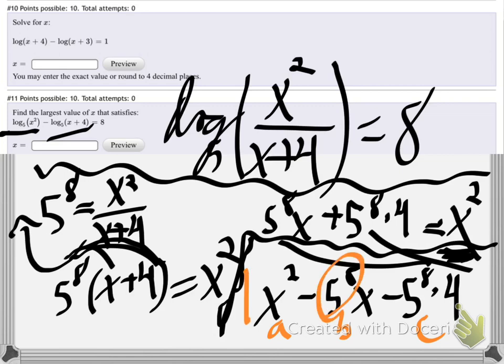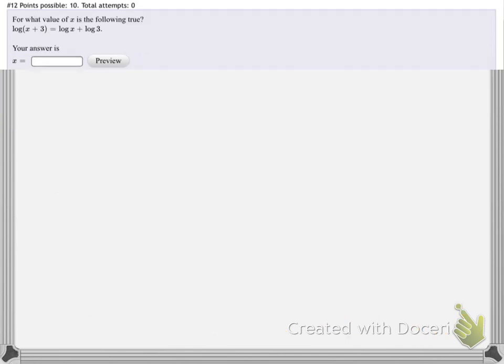So a is 1, b is negative 5 to the 8th. Don't forget your negative. And then c is negative of 5 to the 8th times 4. And you can actually just shove the whole thing in as the c term, because the calculator will know that's a number. That would probably be the easier way. But if you don't like that, feel free to just times it out and figure out what 5 to the 8th is.